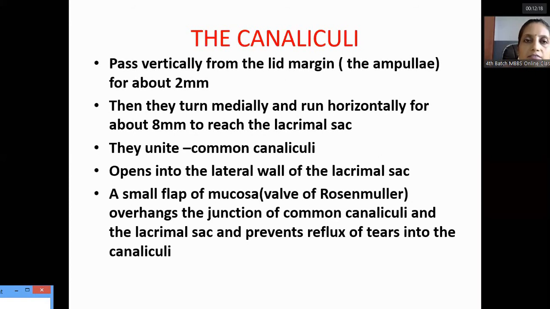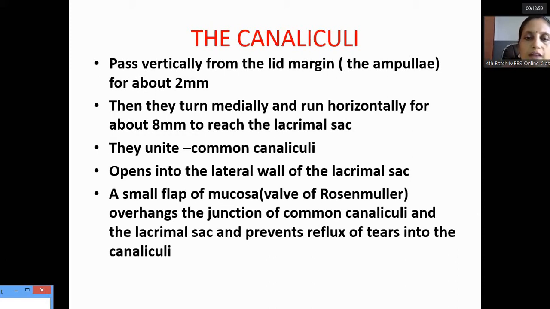The canaliculus passes vertically from the lid margin, the ampulla, for about 2 millimeters. Then it turns medially and runs horizontally for about 8 millimeters to reach the lacrimal sac. So the total length of the canaliculus is about 10 millimeters. The upper canaliculus unites with the lower canaliculus and forms a common canaliculus. In some conditions they open directly into the lacrimal sac; it is not necessary that a common canaliculus always forms. It opens into the lateral wall of the lacrimal sac.